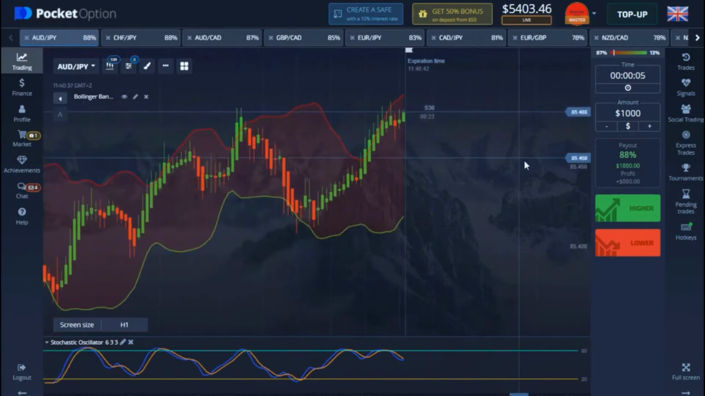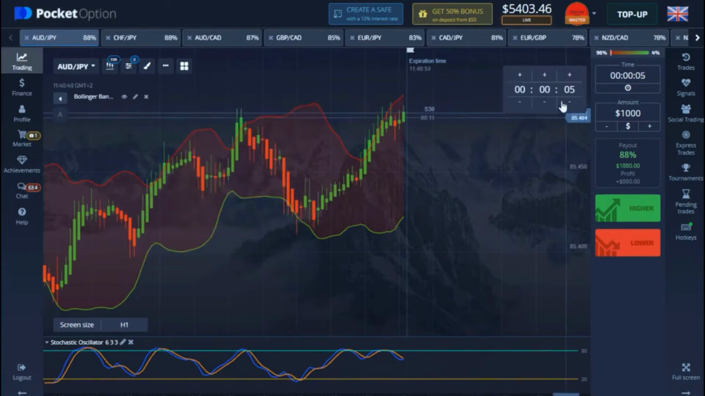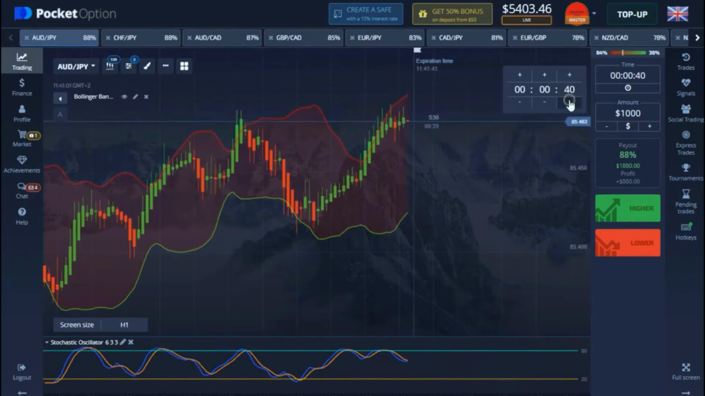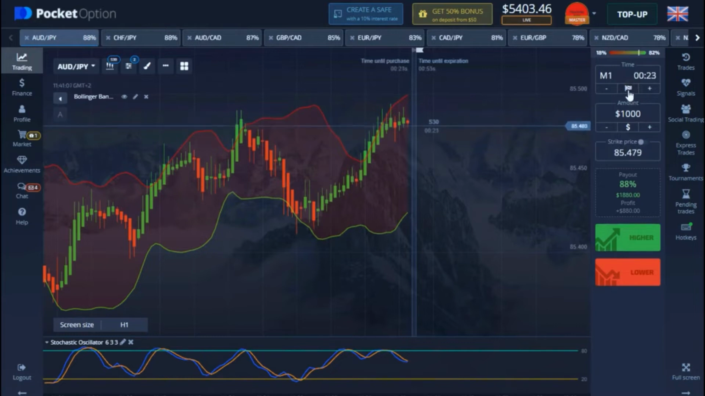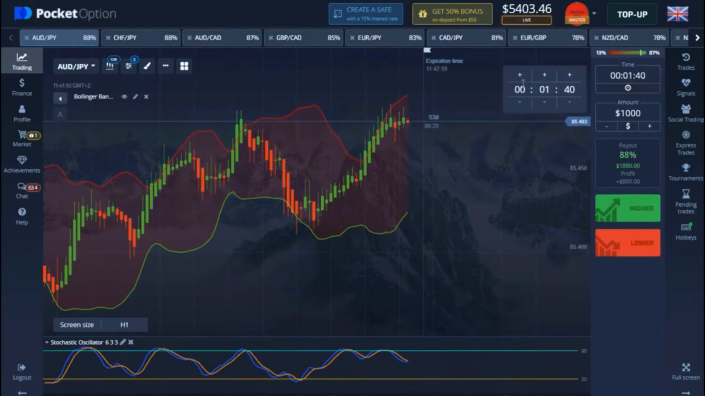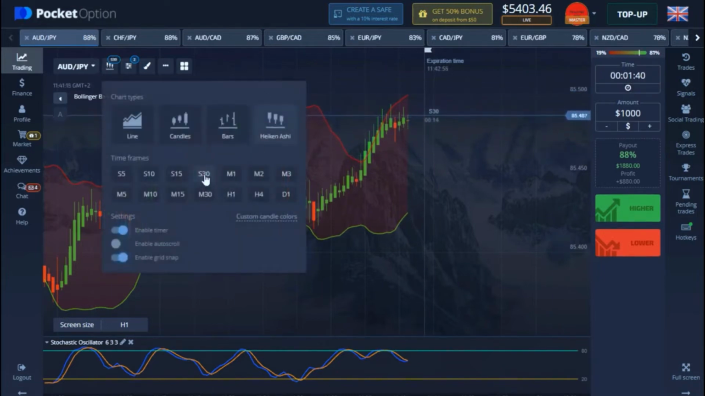Another thing I'm using is Heikin Ashi. I'm not using regular candles on this one, it's Heikin Ashi I'm using. And of course the time frame: on this one we're going to increase the time frame a little bit. I'll be doing 1 minute 40 seconds. If you want to do that, just click the flag button here, and you can edit the time. That's pretty much all you have to set up. And of course the candle time frame is 30 seconds. So that's pretty much it.